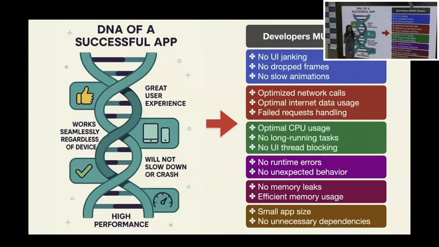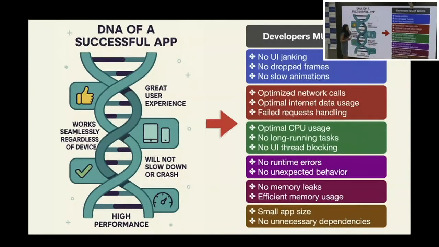And what are the things that we as developers should ensure? So firstly, we should ensure that there shouldn't be any janking anywhere. It should work flawlessly. We shouldn't have any frames that are being dropped, and we shouldn't have any slow animations. These are the things that make handling. So we need to have proper handling in the front end as well for all those failed API calls.